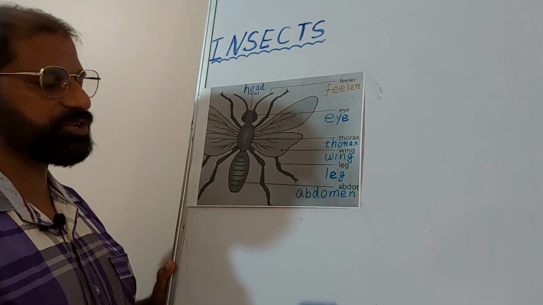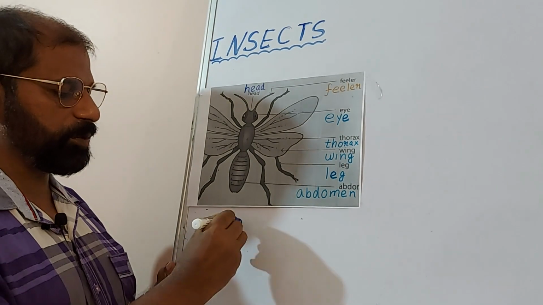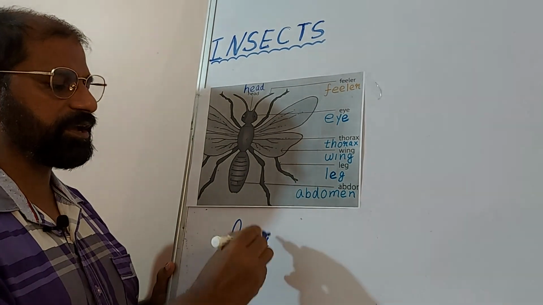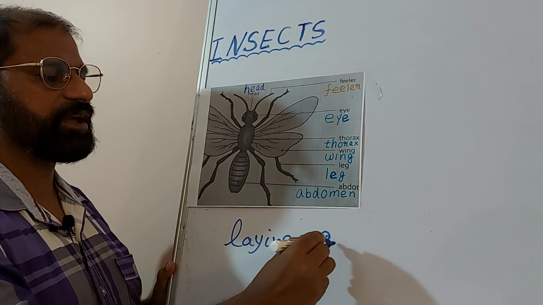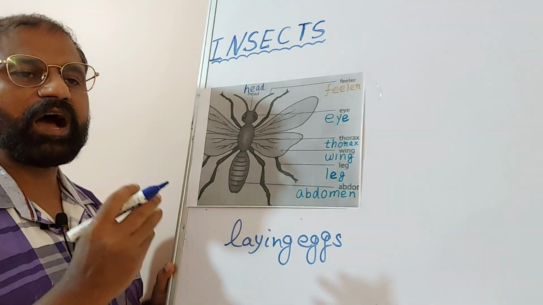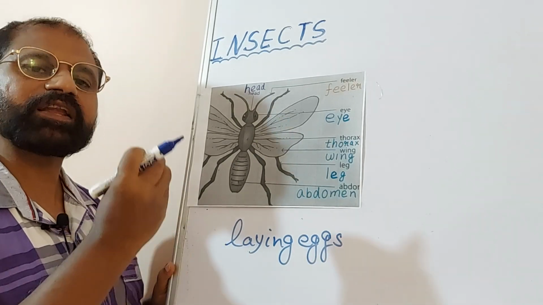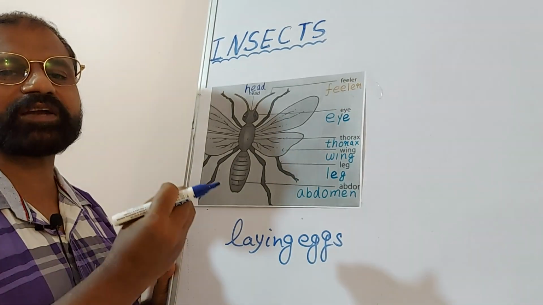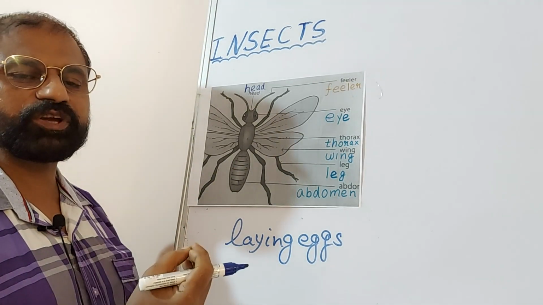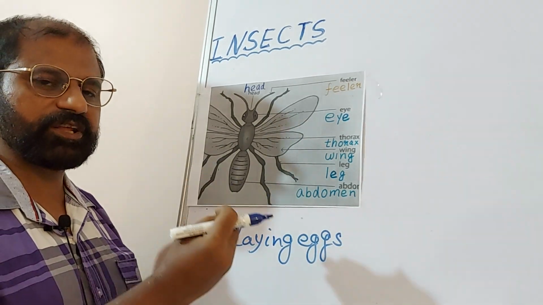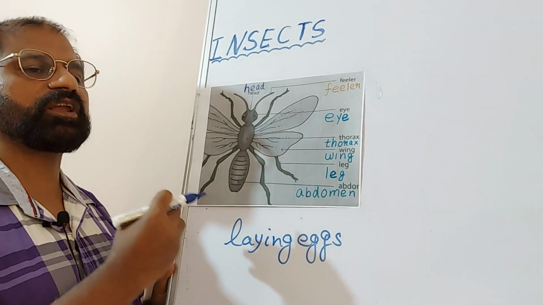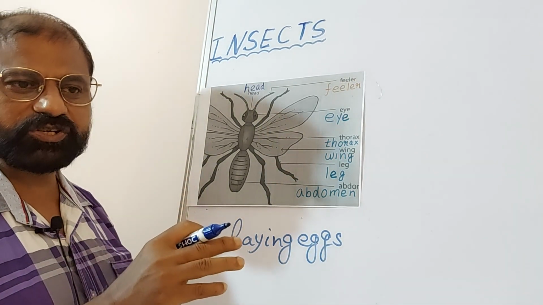Now how do the insects reproduce? They reproduce by laying eggs. All the insects lay eggs and this egg hatches and the baby insect comes out of the egg. So a new insect will be born. So every insect lays their eggs. They lay the eggs in different places.